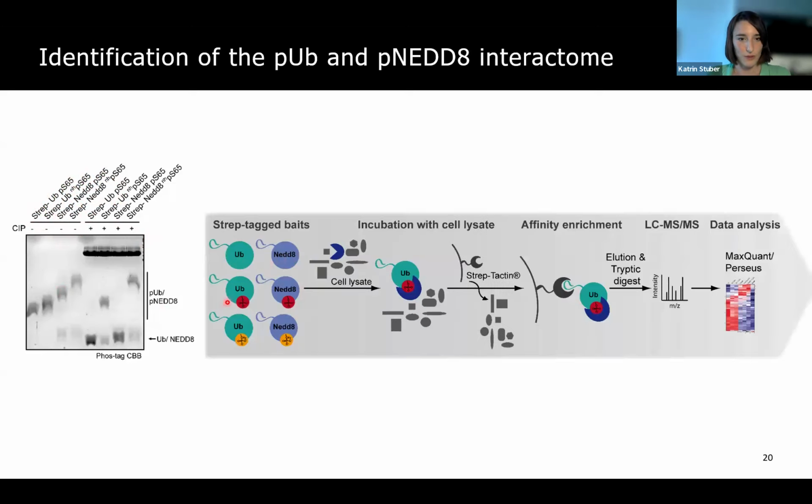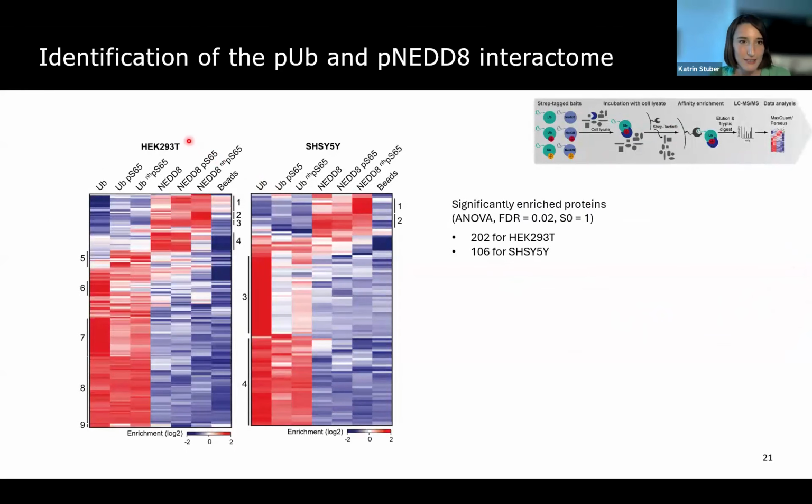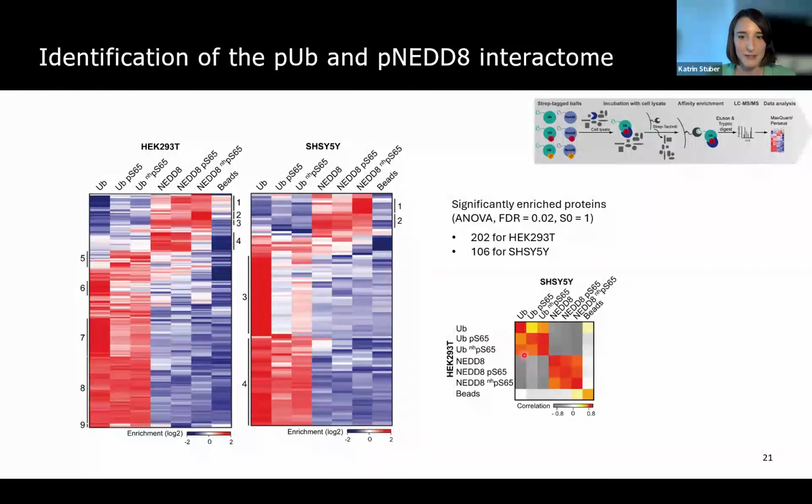And with these baits in hand, of course, we also included the non-phosphorylated counterparts. We then incubated them with cell extracts, and then we washed out unbound proteins. We eluted the bound proteins, tryptically digested them, analyzed them by LC-MS and looked then at the data. And we did this with two different cell extracts, but we could find almost the same picture. So we get two distinct interactomes for ubiquitin and NEDD8, as you would expect. And more interestingly, you also get these clusters of specificity within NEDD8 and ubiquitin.